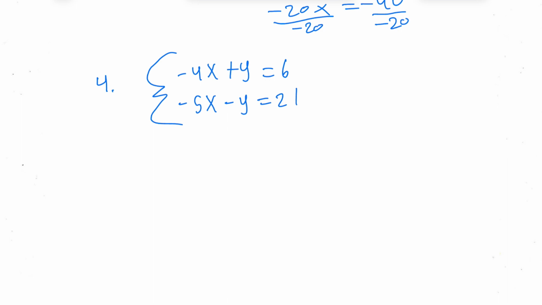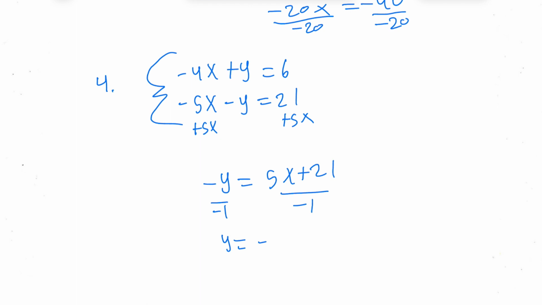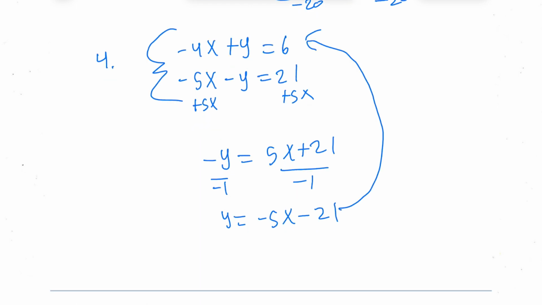So what we can do here is add 5x to both sides, and that'll get negative y on its own. Now all we need to do to get just y is divide by negative 1 on both sides. And we'll get that y is equal to negative 5x minus 21. So now when we substitute this y back into the equations, we have to use a different equation than the one that we manipulated. We manipulated the bottom equation, so now that we have y, what it's equal to, we have to plug that into the top equation.